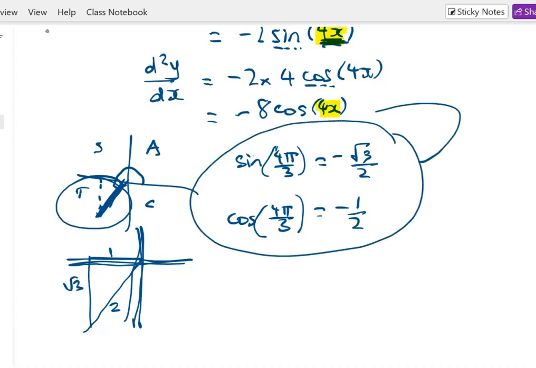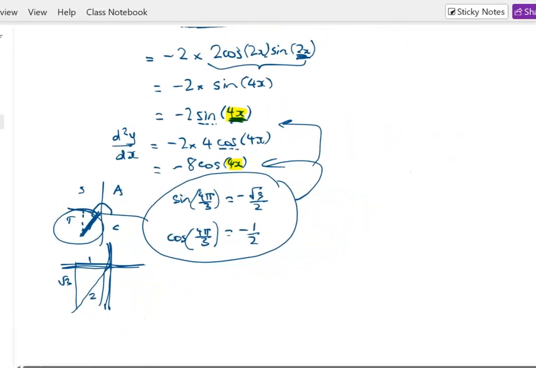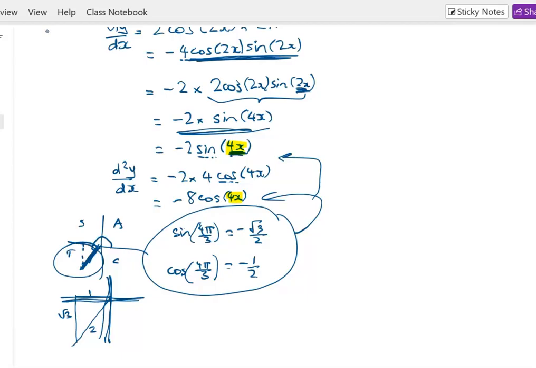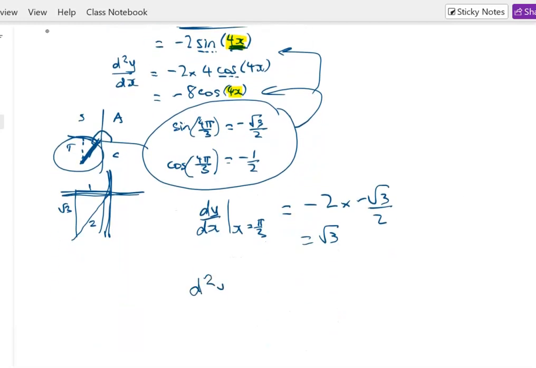So we're going to take these and we're going to substitute them back into here. That gives me, for dy by dx, we want negative 2 sine 4x. So dy by dx at x is equal to pi on 3 is going to equal negative 2 times negative root 3 on 2, which is a nice clean root 3. And for the second derivative, d squared y by dx squared, when x is equal to pi on 3, we want negative 8 times negative 1/2, which gives me 4.